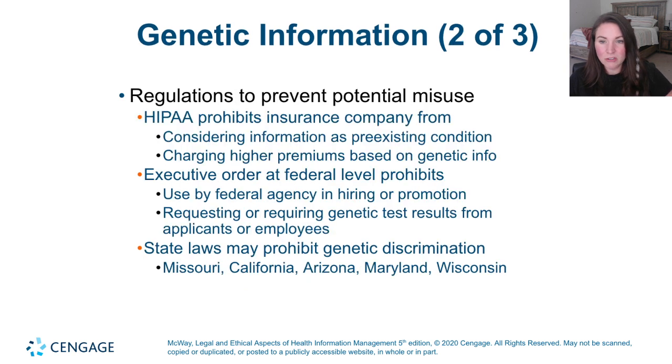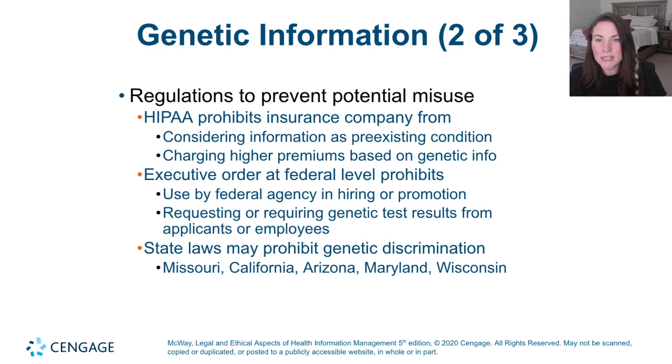Since this information is made public, there are a lot of regulations in place to prevent people from misusing it. HIPAA prohibits insurance companies from considering this genetic information. So a possibility that they could have a disease in the future based on a certain gene, they cannot consider that a pre-existing condition and then charge higher premiums based on that. Okay, they are not allowed to do that.